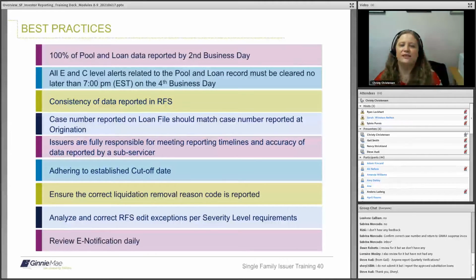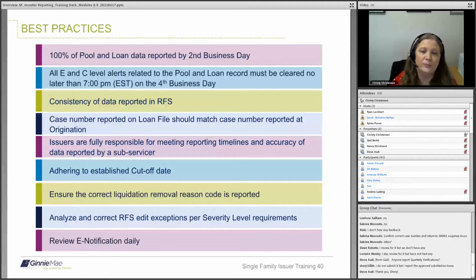This slide shows a list of best practices for issuers. Again, 100% of the pool and loan data must be reported by close of business on the second business day. All E and C level exceptions related to the pool and loan record must be cleared no later than 7 p.m. Eastern Time on the fourth business day. There should be consistency of data reported in RFS. The case number reported on the loan should match the case number reported at origination. Issuers are fully responsible for meeting reporting timelines and accuracy of data reported by subservicers.